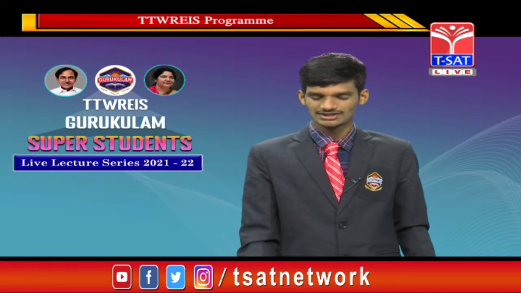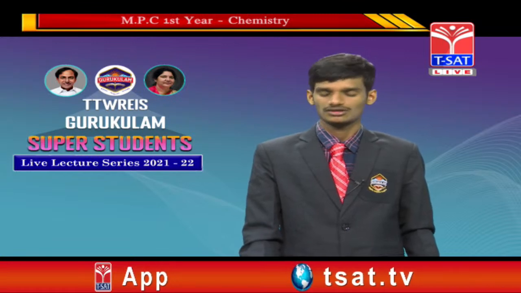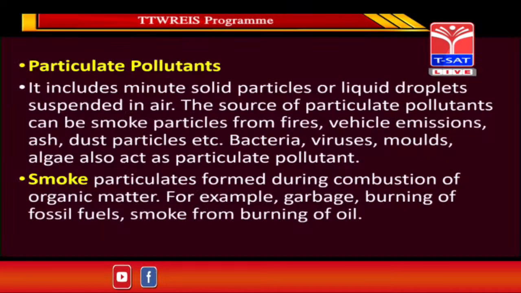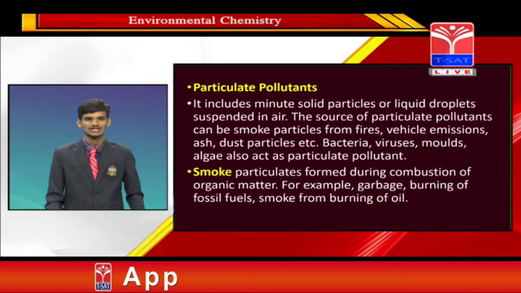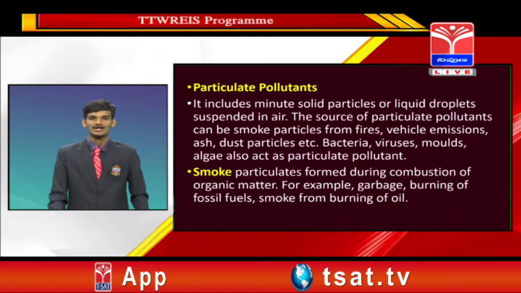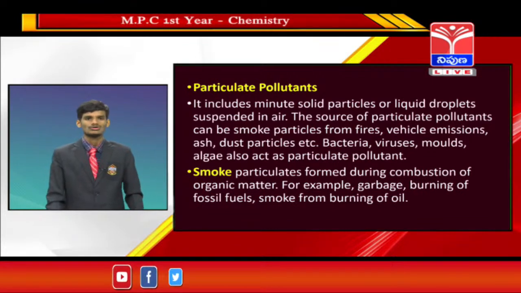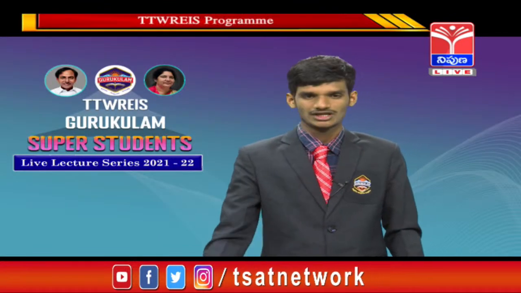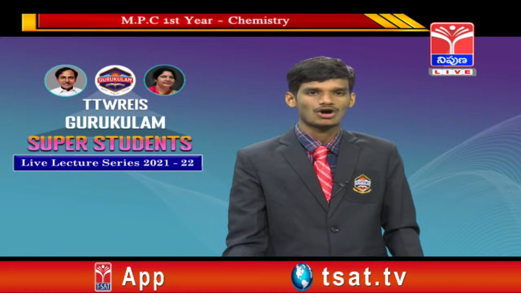Next, we discussed gaseous pollutants of tropospheric pollution. Now we will discuss particulate pollutants. What are these particulate pollutants? They include minute solid particles or liquid droplets suspended in air. The sources of particulate pollutants can be smoke, particles from fires, vehicle emissions, dust particles, etc. Particulate pollutants are of various types. The first ones are dust, smoke, mist, fumes, smog.